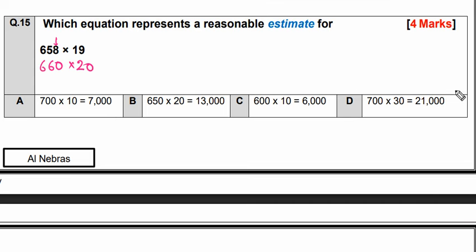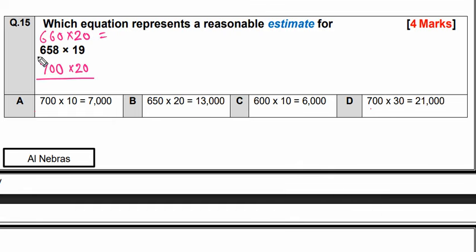Okay, then next comes nearest 100. So nearest 100 is 700, and this is nearest 10, so 20. So that is one more option. Do you have another option here? 700 times 20? No. Okay, so we don't have an option. So when I say nearest 100, that's the one. When I say nearest 10th place, 660 times 20. So if you see, we do not have exactly like this. So now which one is the nearest one? Okay, if you do not have like this, then you have to find the nearest one.